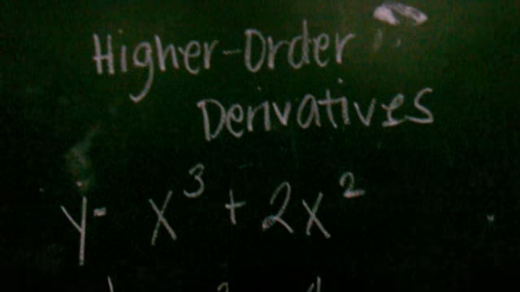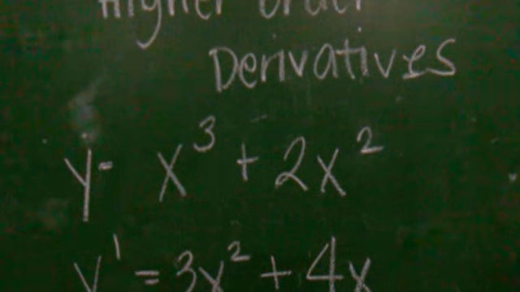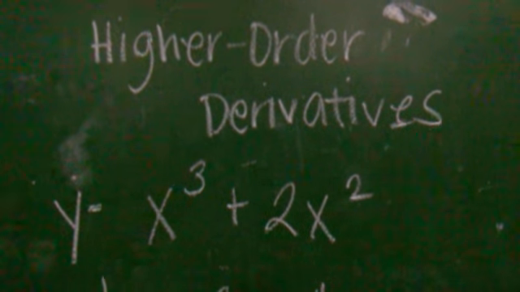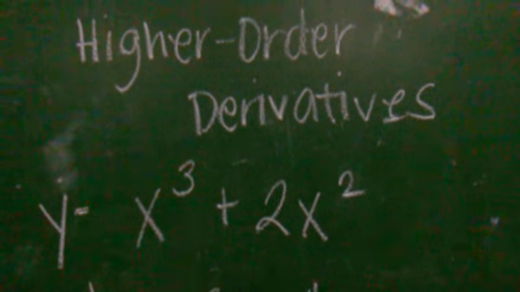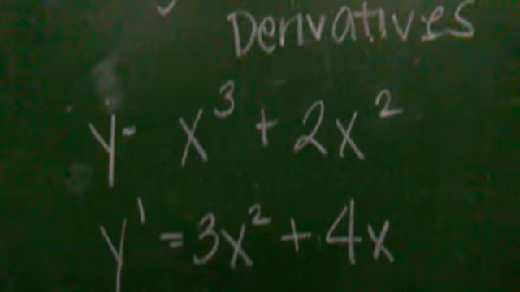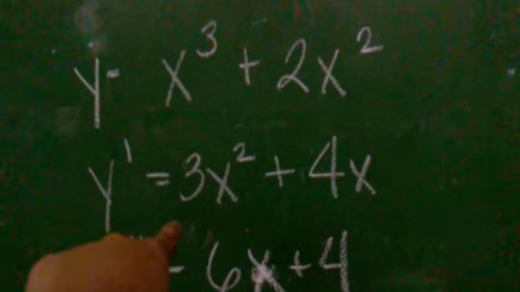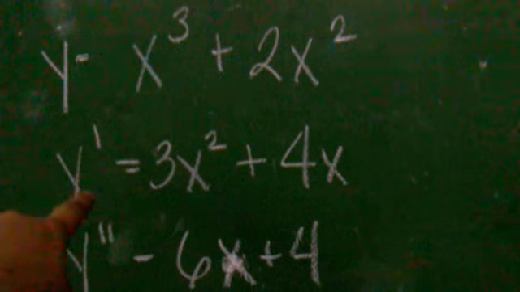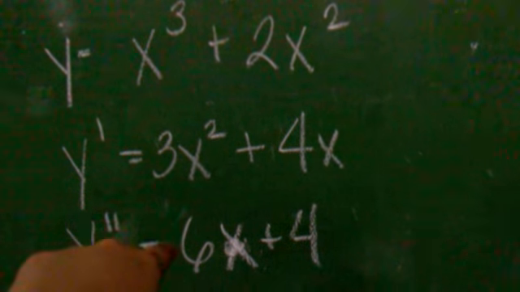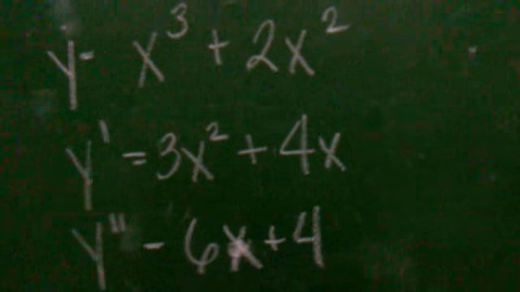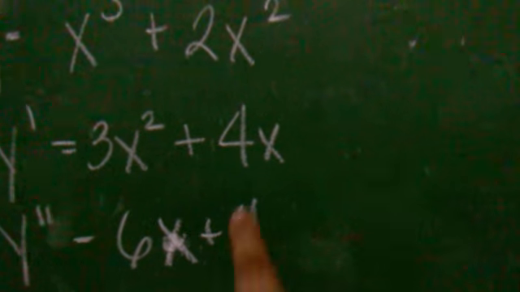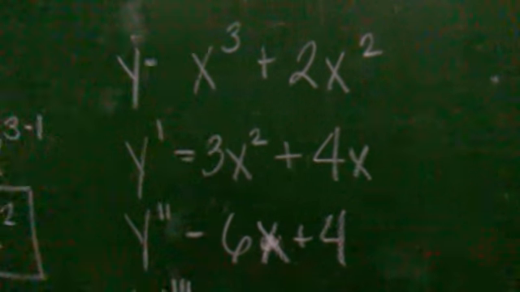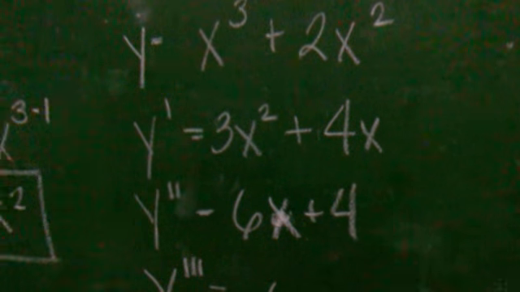Higher order derivatives. We have this example, y equals x cubed plus 2x squared, and we need to find its first, second, and third derivative. The first derivative is 3x squared plus 4x, because 3 was moved to next to x, and 3 minus 1 equals 2, plus 2 times 2 is 4, and then x raised to 2 minus 1, which is 1. So, we don't need to put 1 there.